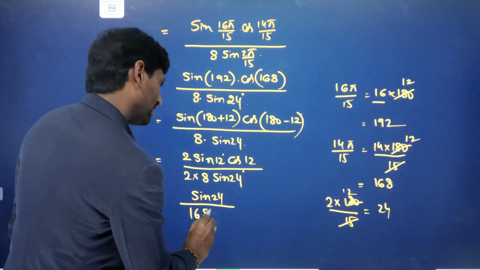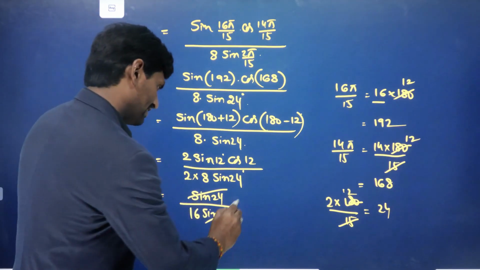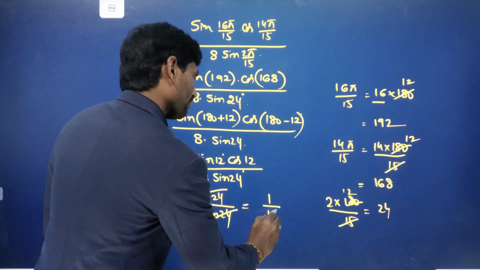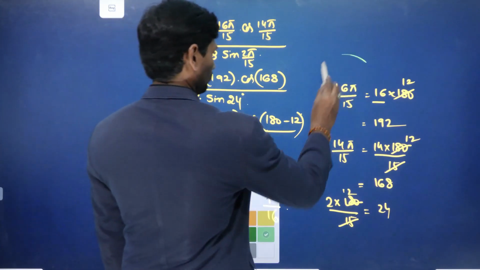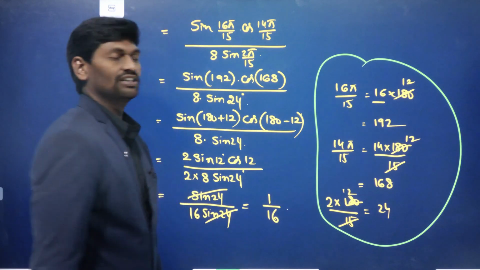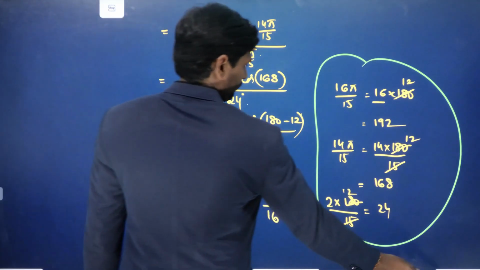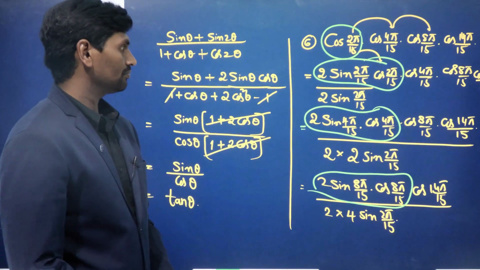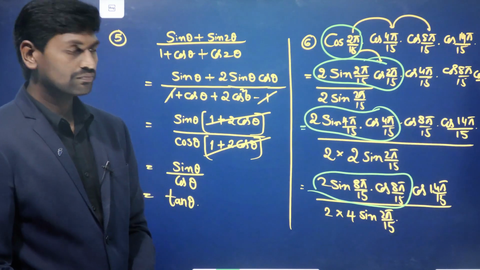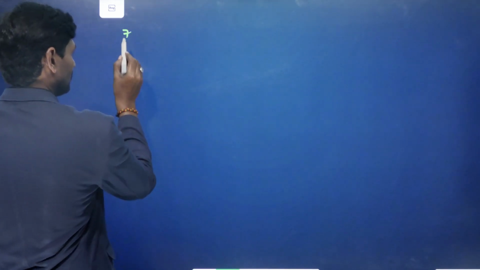Denominator 16 into sin 24. So numerator sin 24 and denominator sin 24 are cancelled. Only 1 by 16 remains. That is our required answer. Okay? Please check this here onwards. We will go to the next problem, 7th question.